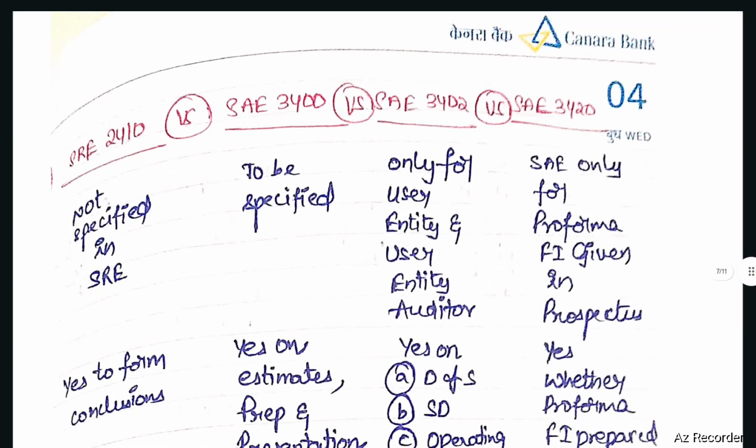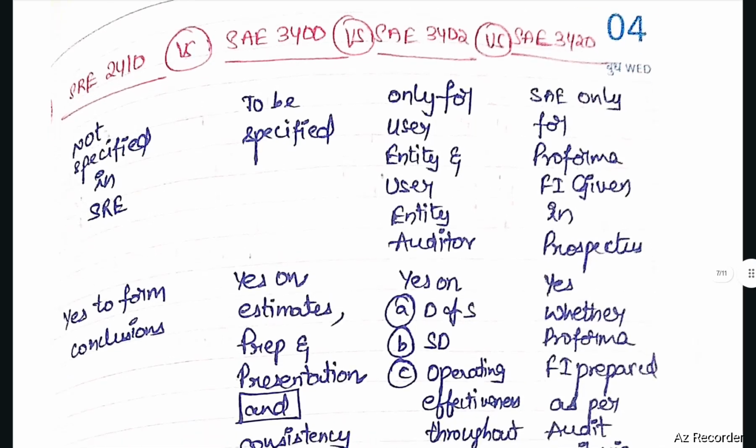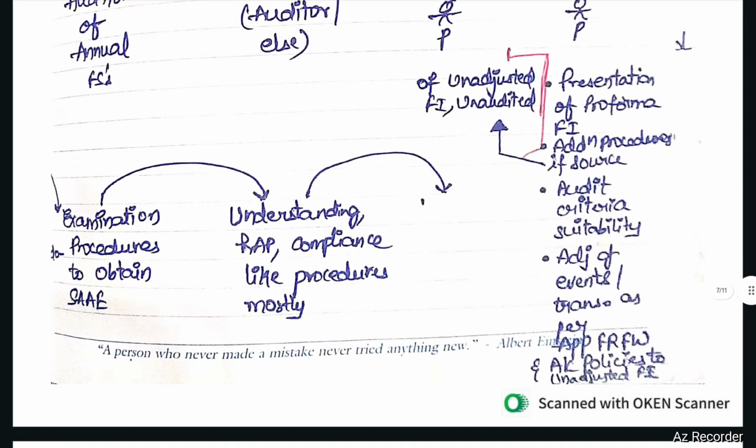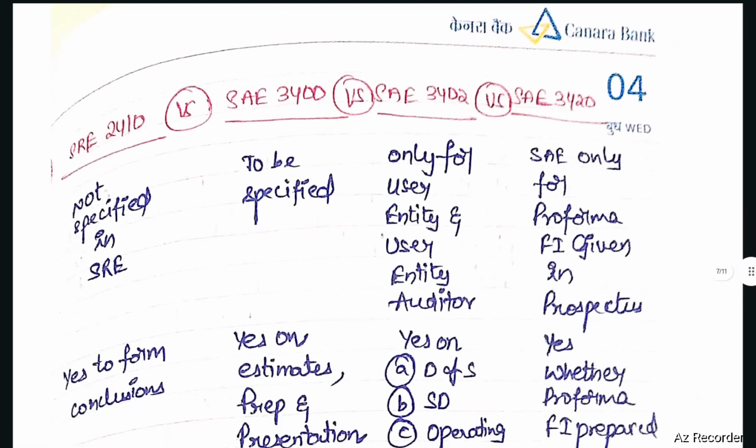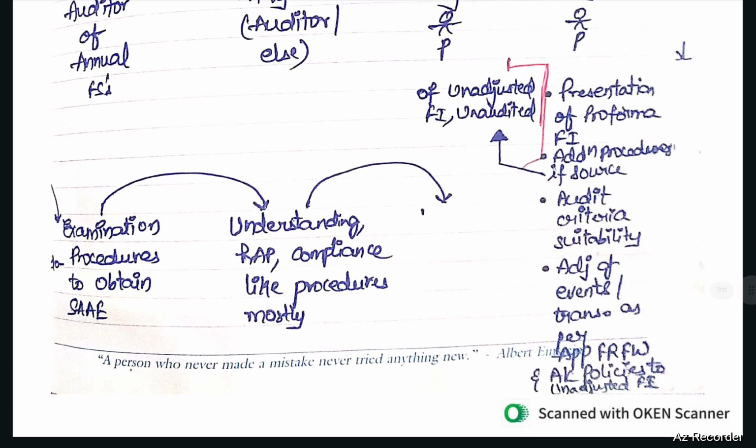In case of SAE 3400, examination procedure to obtain sufficient and appropriate audit evidence will be used. Examination will be used. In case of SAE 3402, understanding, risk assessment procedures and compliance-like procedures are mostly used. In case of SAE 3420, presentation of pro forma financial statements, additional procedures if the source of unadjusted financial statements is unaudited: audit criteria suitability needs to be checked, adjustments of events or transactions as per the applicable financial reporting framework need to be checked, and accounting policy applied to unadjusted financial information needs to be checked.